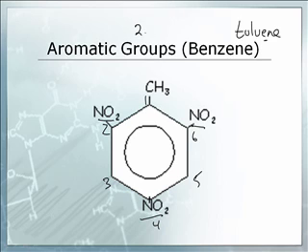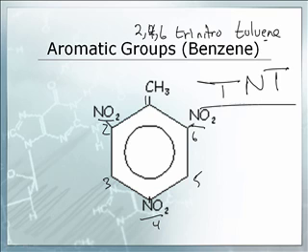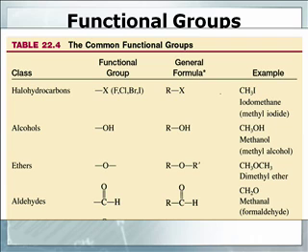We call it 2, 4, 6. Trinitrotoluene. TNT. This is what they blow things up with. Kaboom. Kaboom. Yeah. All right.